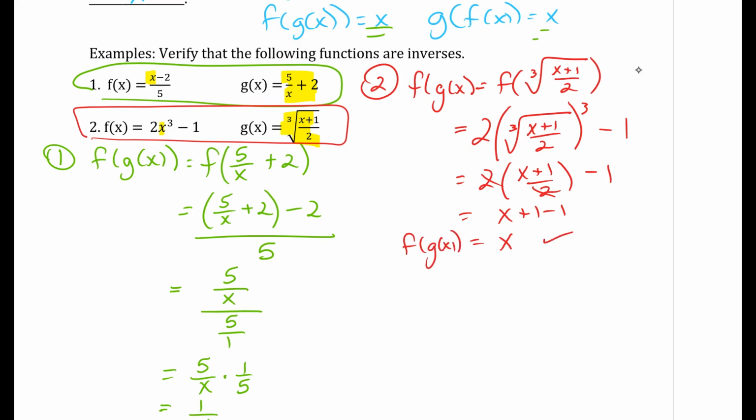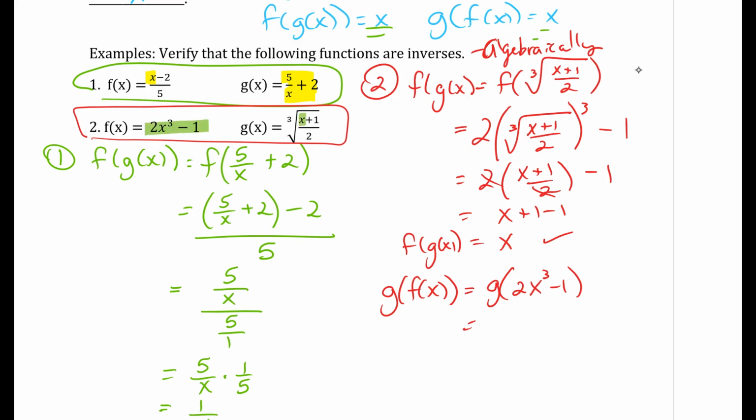Great, that's one step. Now I have to go the reverse way to check g of f of x. So this is how I'm verifying this algebraically. I will check when we're done graphically to make sure it makes sense. So what are we doing? We're plugging in whatever f of x is into g of x. So we get g of 2 times x cubed minus 1. So we're going to go the other way around. I'm going to take this one and I'm going to plug it into that x variable.